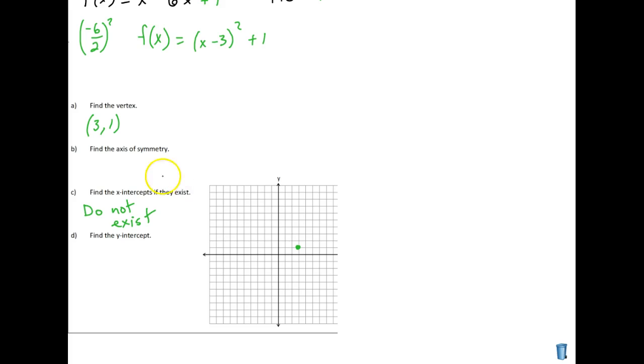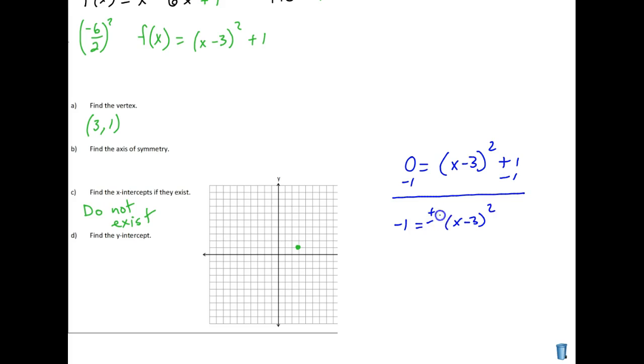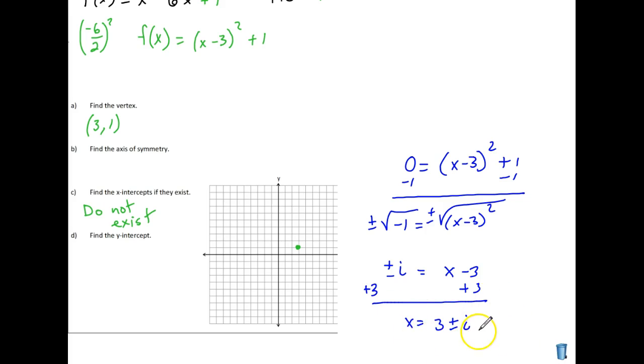The other way you could figure that out is if you were to set this equal to 0 and solve it, right? If I were to say, well, 0 equals x minus 3 squared plus 1, when I go to solve this, what I find out is negative 1 equals x minus 3 squared. Take the plus or minus square root of both sides, and what do I get? I get plus or minus i equals x minus 3. I can still solve that. And what I get is x equals 3 plus or minus i. But this means it's imaginary, and therefore I cannot put it on the graph.